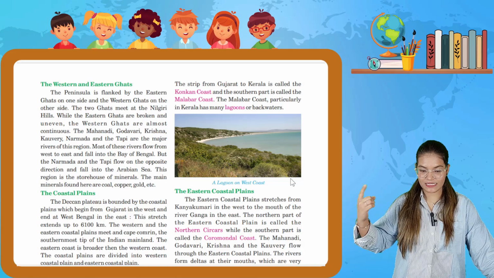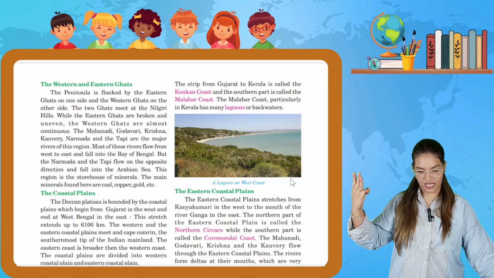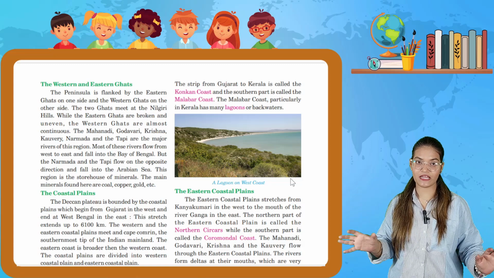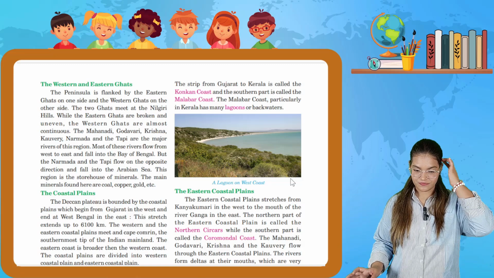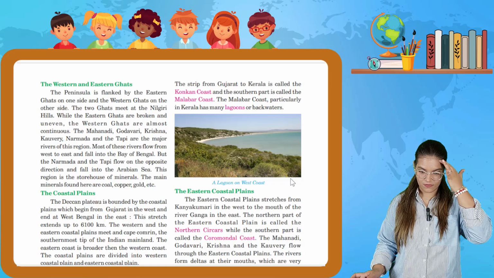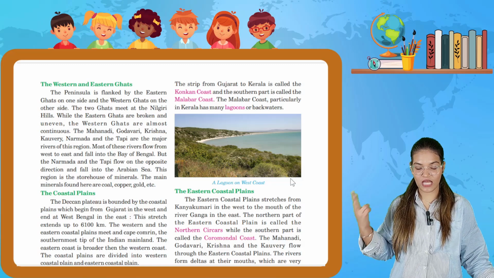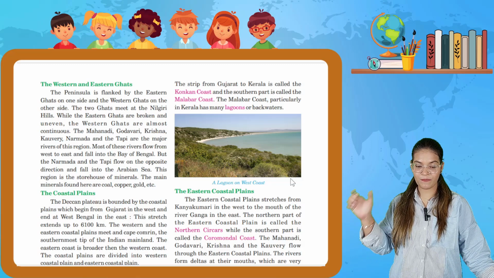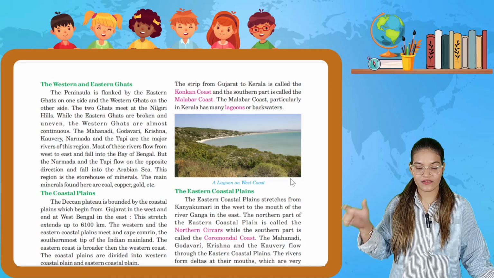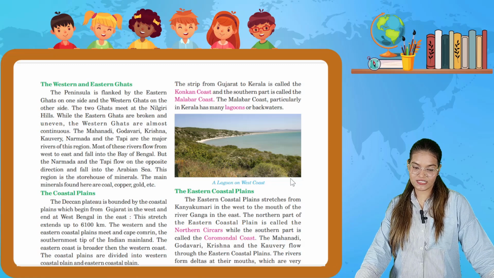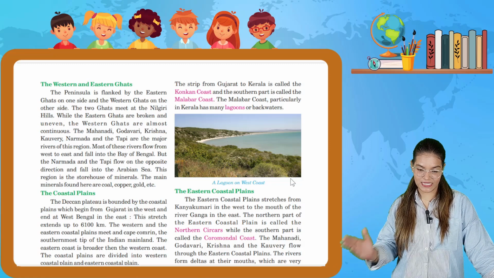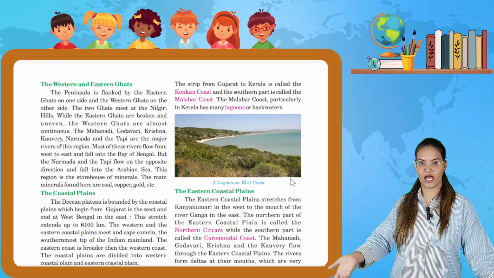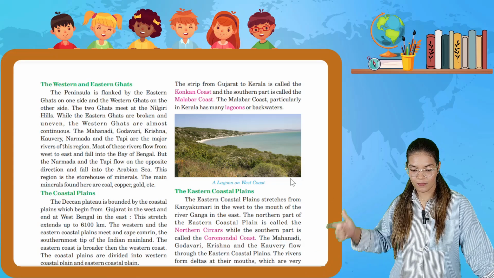The Mahanandi, Godavari, Krishna, Narmada and Tapi are the major rivers of this region. Most of these rivers flow from the west to east and fall into the Bay of Bengal.